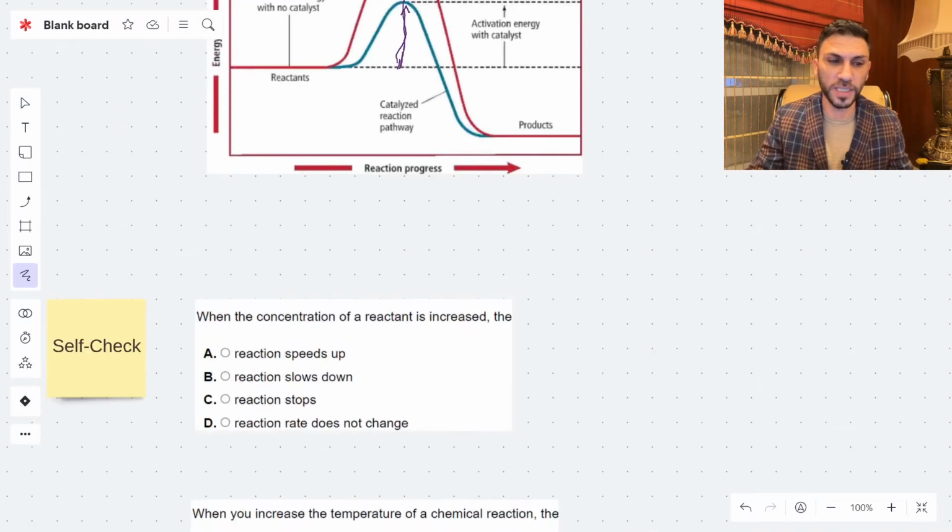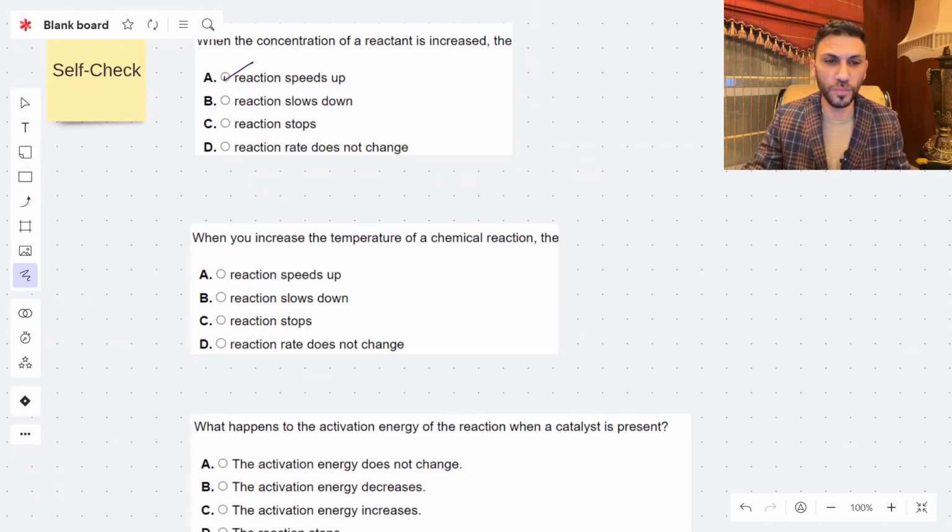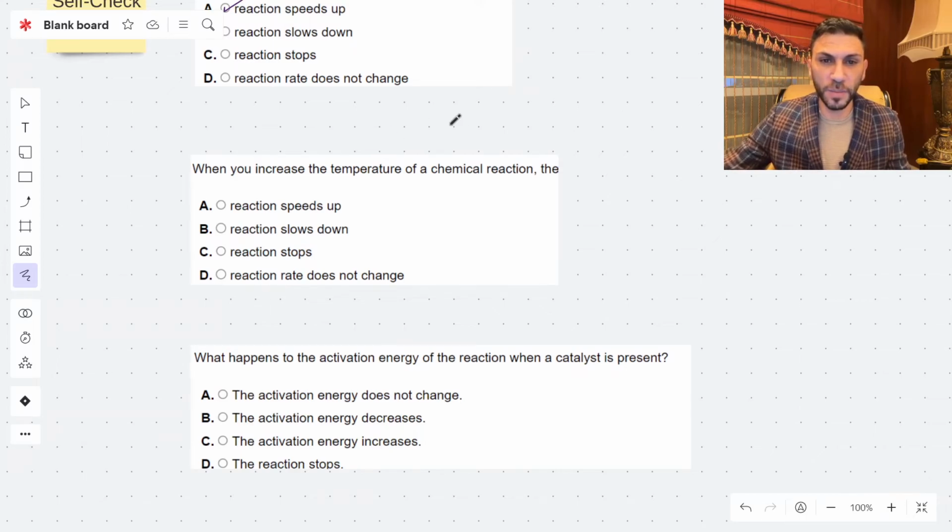All right, now let's have a self-check. When the concentration of a reactant is increased, the reaction speeds up, the reaction slows down, the reaction stops, or the reaction rate does not change. Of course, increasing the concentration means the reaction speeds up. Number 2, when you increase the temperature of a chemical reaction, the reaction speeds up or slows down. Of course, it's going to speed up in general.